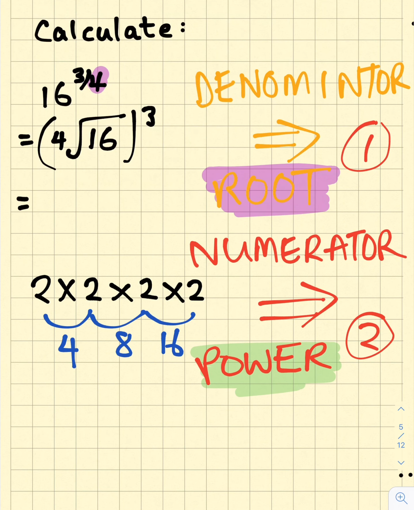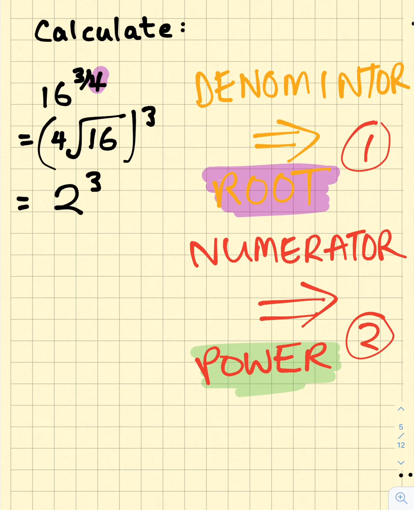So we've dealt with our bracket, so then we have 2 to the power of 3. Remember, we dealt with our denominator, which was the root 4 first, and that is how we came up with the 2. Now we're going to deal with our numerator, which is the power. So 2 cubed, or 2 times 2 times 2, is in fact 8. And we can double underline our answer there.